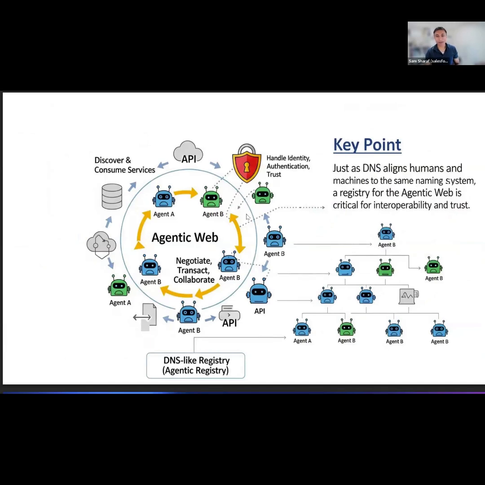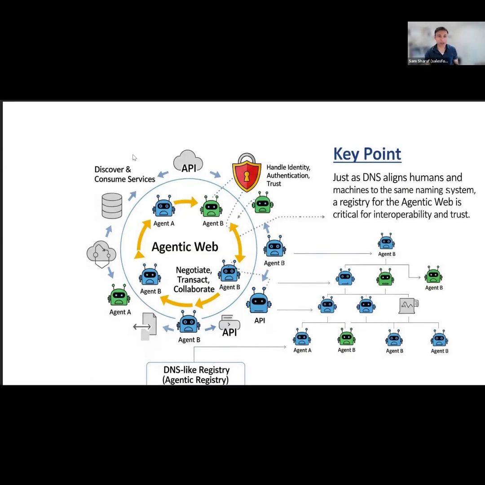All right, so key points: just as DNS aligns humans and machines to the same naming system, a registry for the agentic web is critical for interop and trust. And as you can see, I've scaled the agents to many, many, many to illustrate the point that the agents are only going to grow, right? So discovery and registration services become more and more important. And also very crucial is how these agents will be able to negotiate, transact and collaborate. One topic here also important is human in the loop.